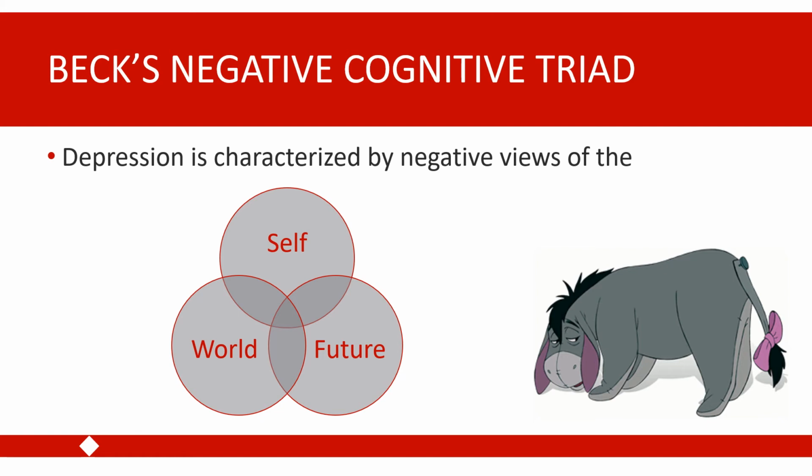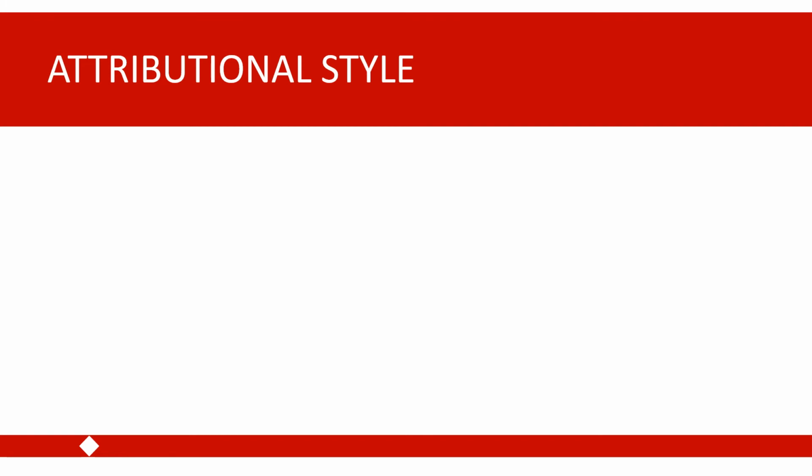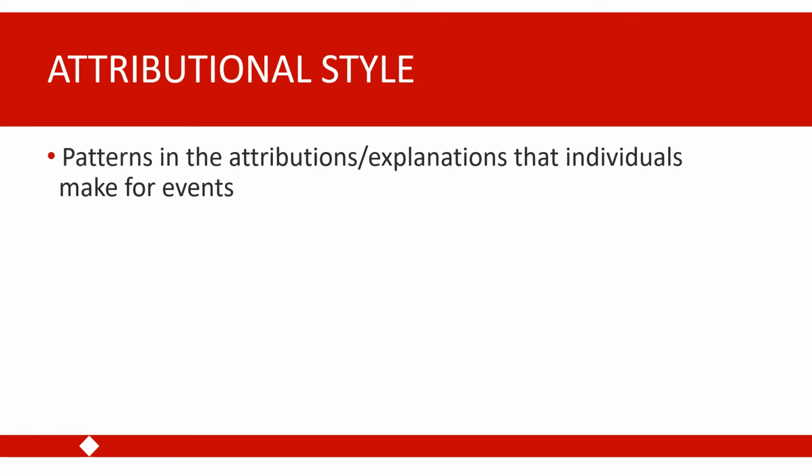So in Beck's negative cognitive triad, depression results from a set of negative beliefs in these key domains that perpetuate the symptoms of depression. And then finally, we can talk about attributional style theory, sometimes called reformulated learned helplessness theory. So according to attributional style theory, depressive symptoms can be explained by patterns in the attributions that individuals make for events. So attributions are our explanations for why events happen.